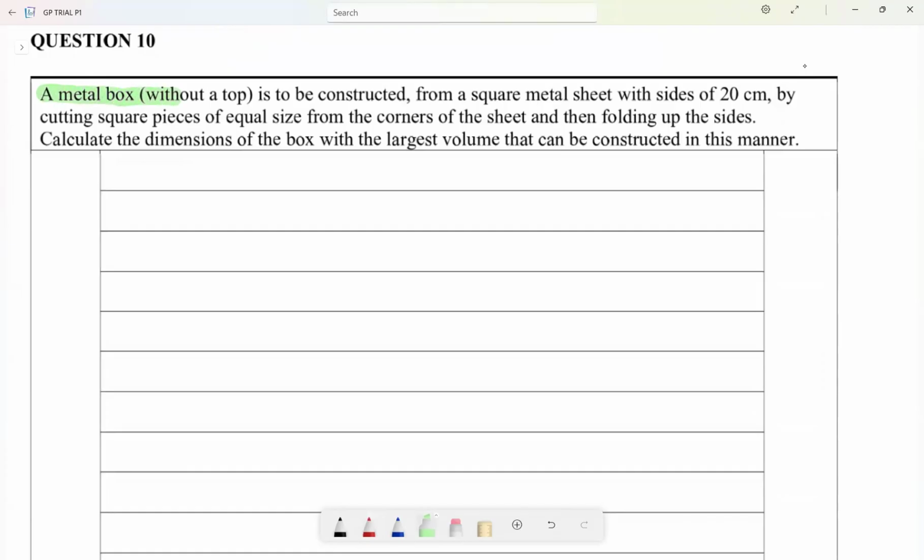A metal box without a top is to be constructed from a square metal sheet with sides 20 centimeters, by cutting square pieces of equal size from the corners of the sheet and then folding up the sides. Before we go to a statement of what they are requiring of us, let's first draw that box they are talking about. It's not that straight. Let us have a straight box.